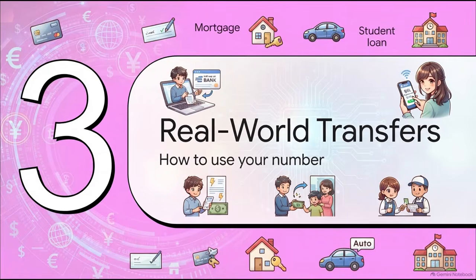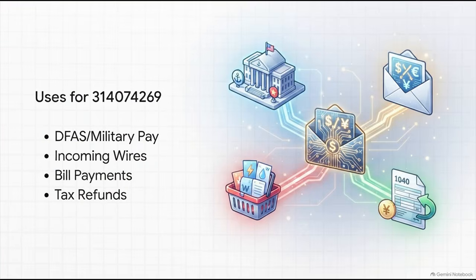Section 3, real-world transfer applications. Let's see how this builds into actionable steps for your daily finances. So when are you actually going to type 314074269 into a form? Well, the most common applications are setting up direct deposits through DFAS for military pay or setting up payroll with a civilian employer. But you'll also use it for receiving domestic wire transfers, setting up automated bill payments for things like your utilities, and routing your IRS tax refunds directly into your account.